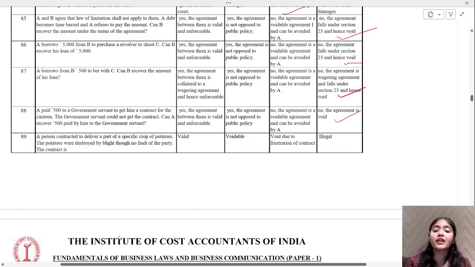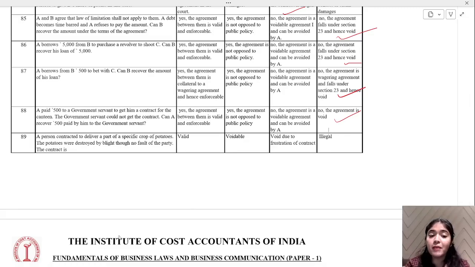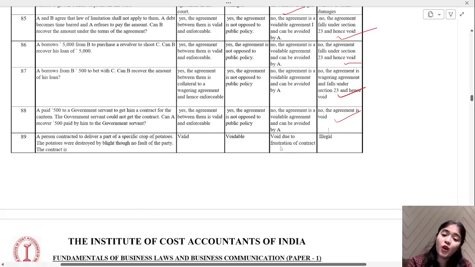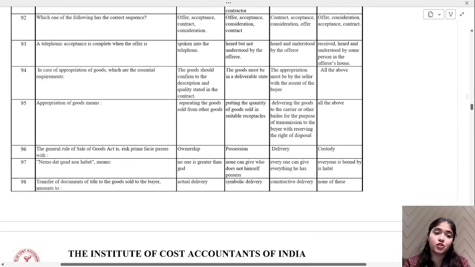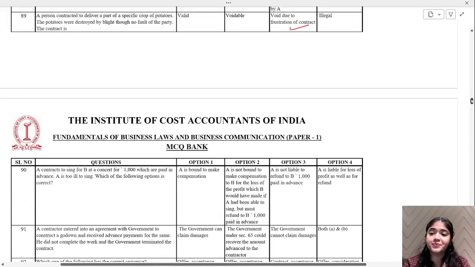A person contracted to deliver a part of a specific crop of potatoes. The potatoes were destroyed by blight, though there was no default of the party. The contract is void due to frustration of contract, because the contract will not exist now. The crop is destroyed, the potatoes are destroyed, right?